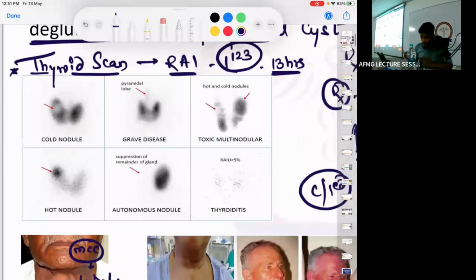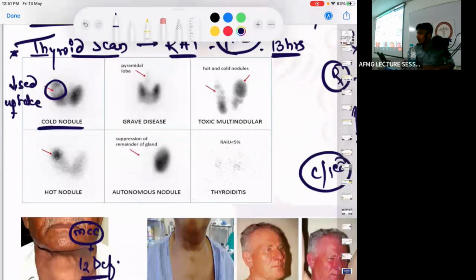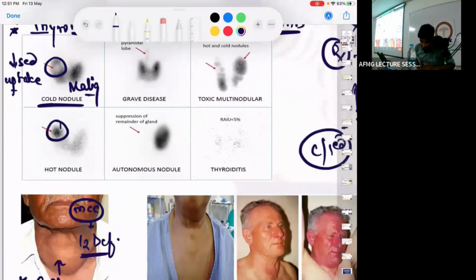Then if I perform a thyroid scan for this neck swelling, and if I find a decreased uptake in a particular area, it is known as a cold nodule, and cold nodule is highly suggestive of a malignancy. If I find increased uptake in a specific area, it is suggestive of a hot nodule. Hot nodule can also be suggestive of malignancy, but only in 4% of cases. Cold nodule, it is more than 20% of cases.